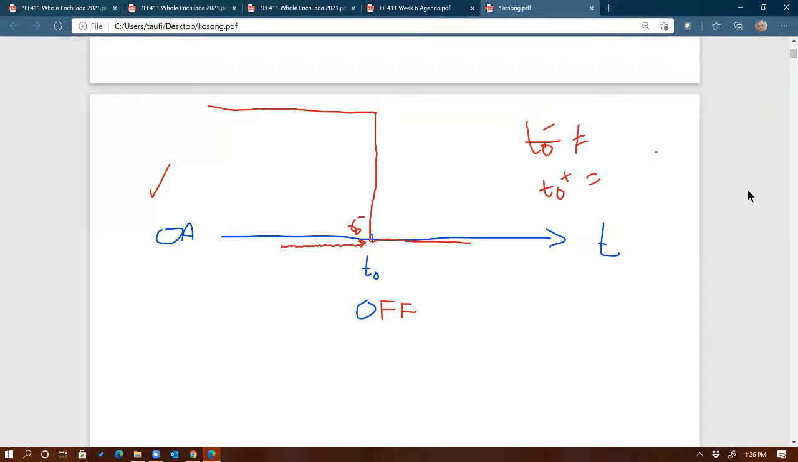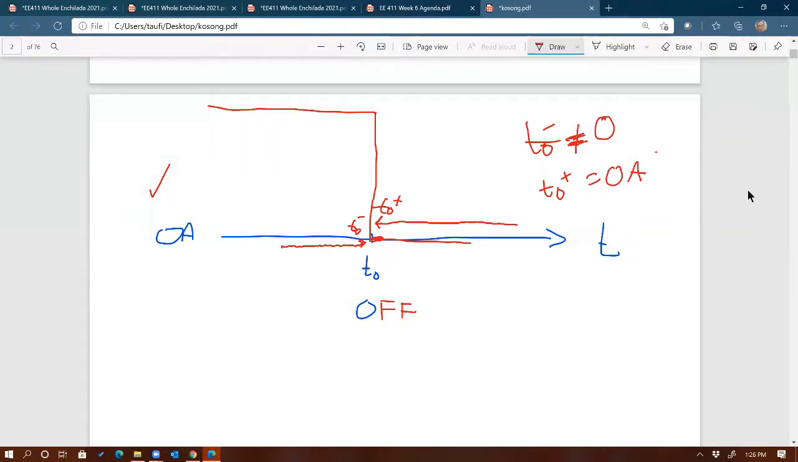Non-zero. Exactly. It's not 0, right? But if you look at T0 plus, what is T0 plus? When you approach the time from the right into T0, right after T0, that's T0 plus. What is the current there? Well, it's obviously 0 because it's turned off, right? So you can see that T0 minus is not 0, but T0 plus is 0. That's the case where we don't have zero current switching, because one of them is not 0.